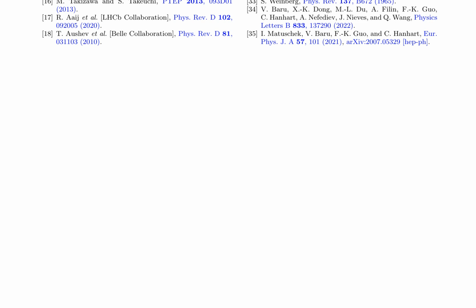Overall, the discovery of the Zc(3900) contributes to our understanding of the properties of exotic hadrons and the behavior of quarks and gluons in high-energy collisions. Further studies are needed to fully understand the nature of this new state and its implications for QCD.